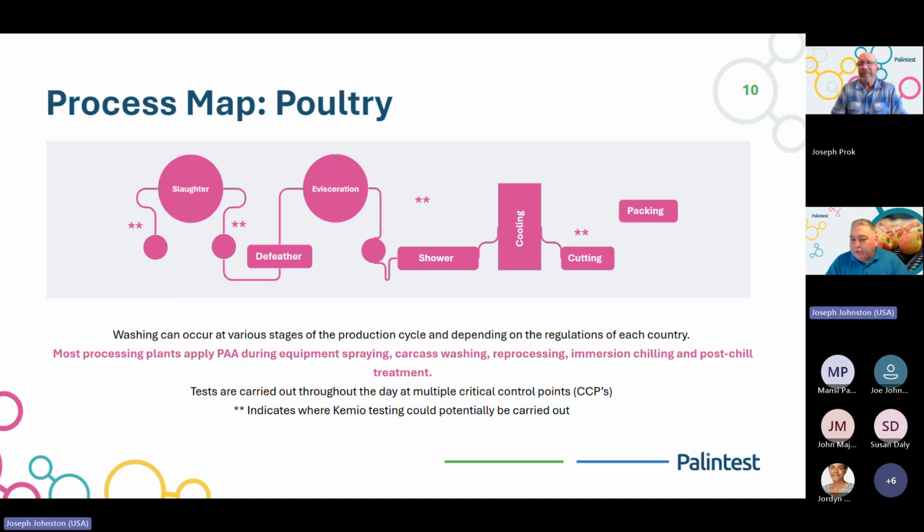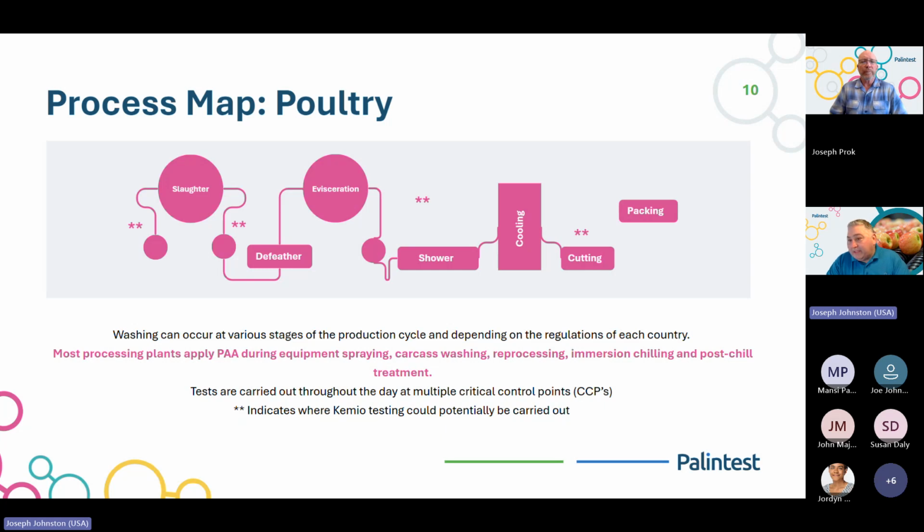Yeah, so in poultry, just like the post-agricultural wash, there are several points along the line where sanitizers are added to the process, and of course they need to be tested. Of course, we have that on the front and back end of the slaughter, and we have that later on after the evisceration into the shower and the cutting and right before the packing. Washing can occur at various stages.